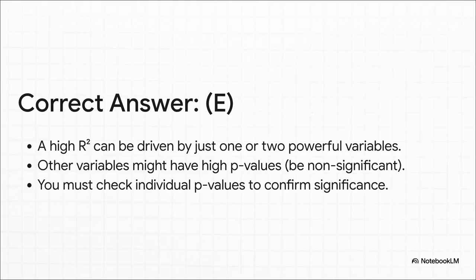The statement that all 3 regressors impact the sales significantly is not necessarily true. It's totally possible that 1 or 2 of those variables are absolute superstars doing all the heavy lifting, while the third one is just along for the ride, adding nothing but noise. To find out who the real MVPs are, you have to look at their individual stats. And, in regression, that means checking the p-value for each and every coefficient.